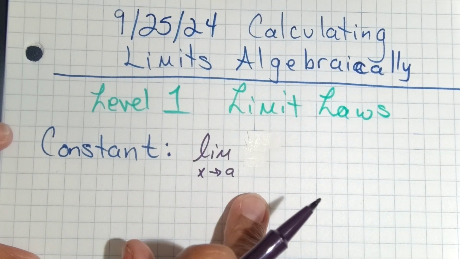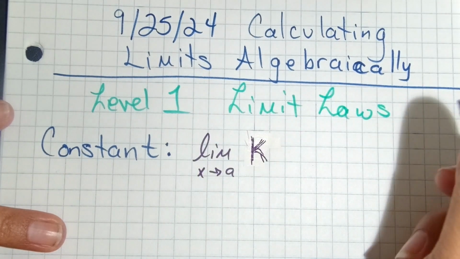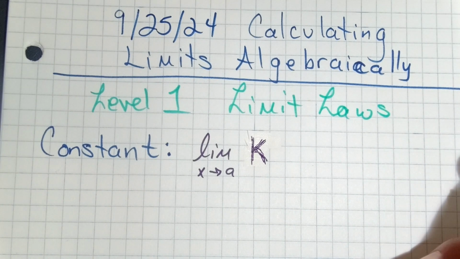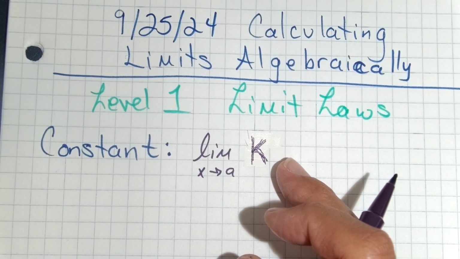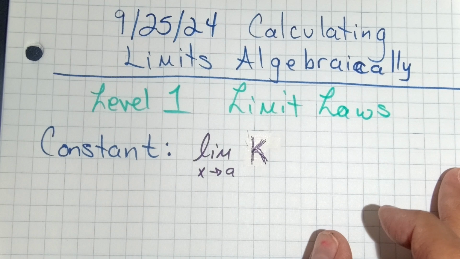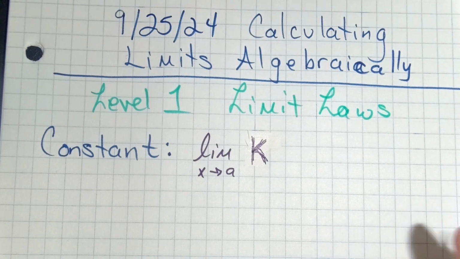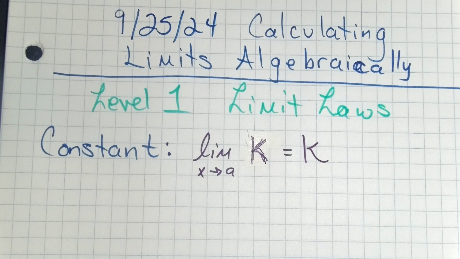The constant rule says that if we have the limit as x approaches a of f, not f of x, it says the limit as x approaches a of some constant k. Does anybody know what a constant is? Yes, constant means it's the same. But in math, constant is a number without a variable. Like if you did y equals mx plus b, b is your constant, right? It does not have a variable, okay? So if you have something that has a limit where there's no variable, the limit is just that number.